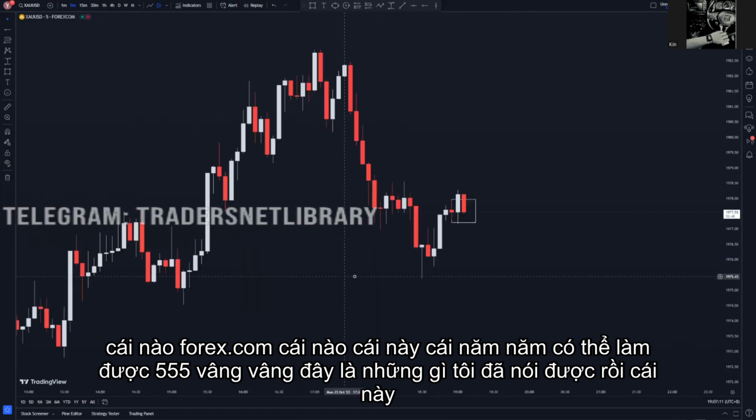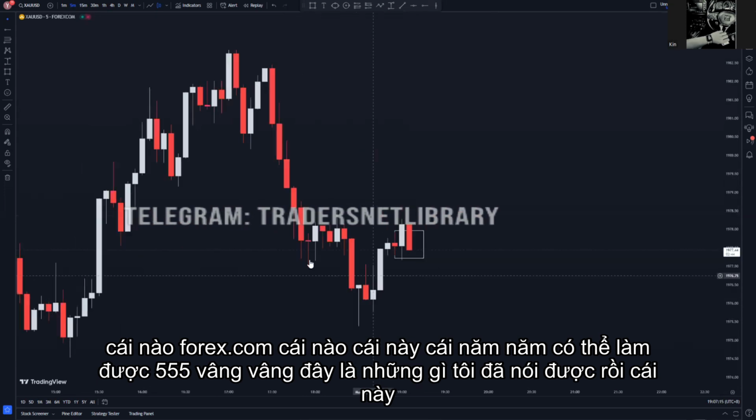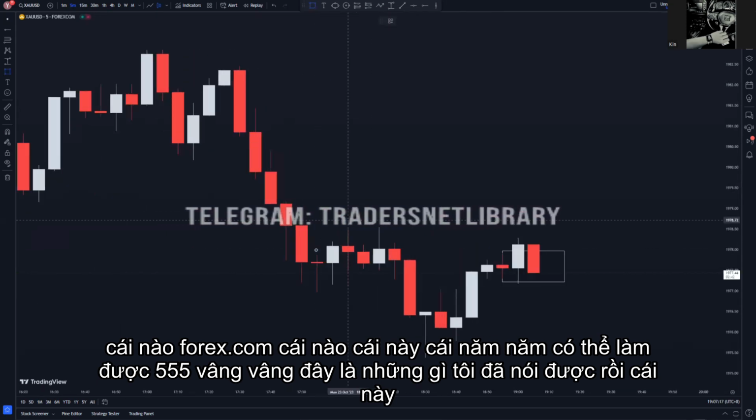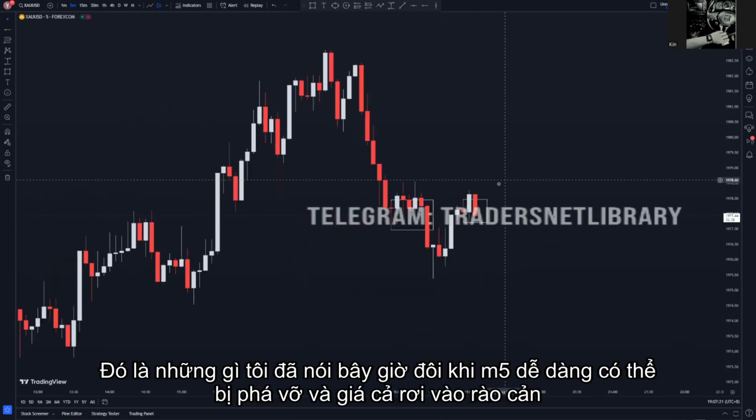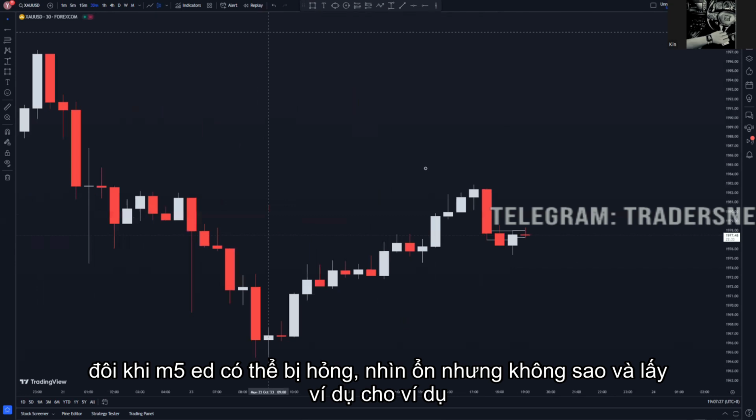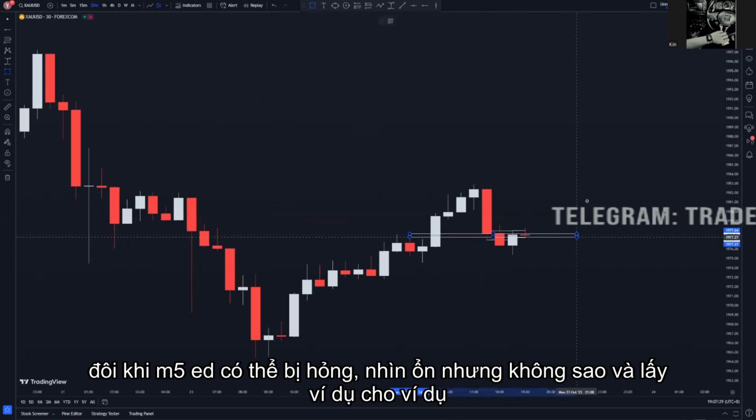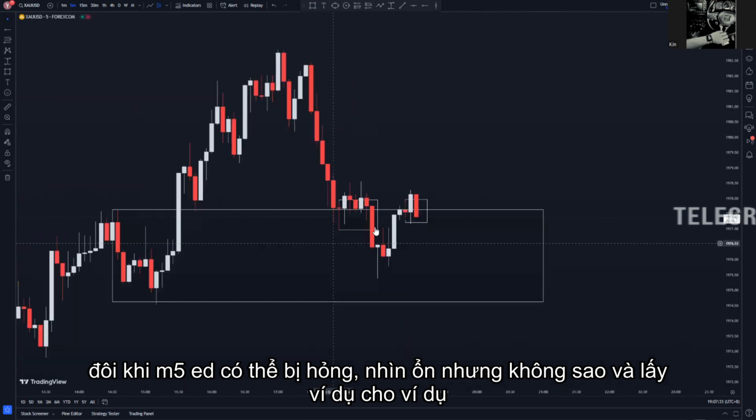Five candle. Yes, this is what I said just now. Sometimes M5 EG can be broken, and the price gets into the roadblock. Sometimes M5 EG can be broken. All right, look, but break.